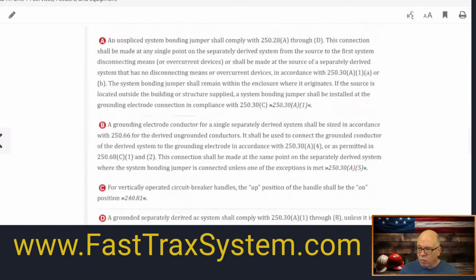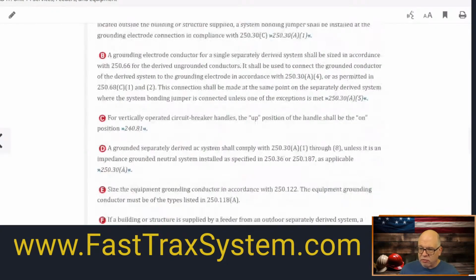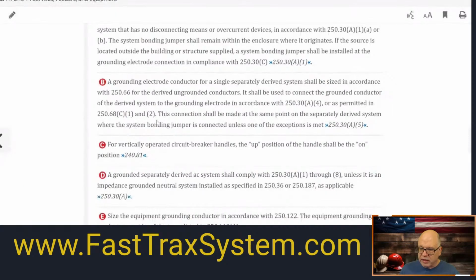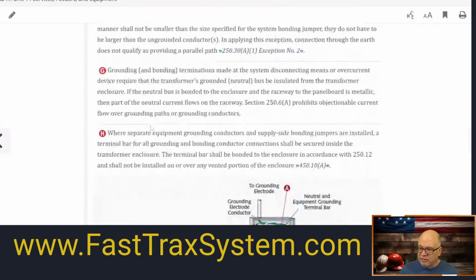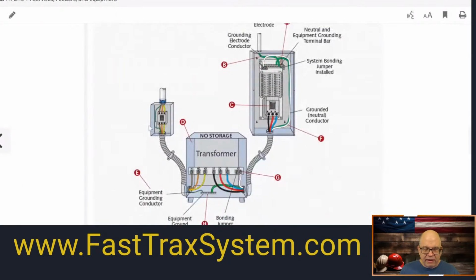Okay. So what I wanted to show is a transformer, because a transformer here is separately derived. And this is what we're looking at as a normal grounding scheme. So here's your primary side right here. You see that an equipment ground still runs with it. No neutral provided here. Okay, this is primary side.